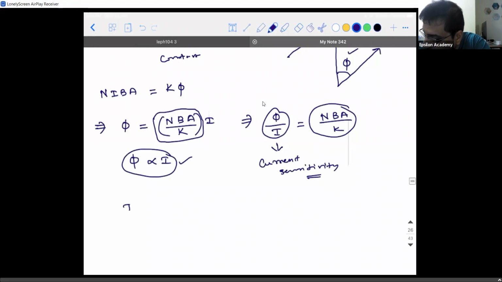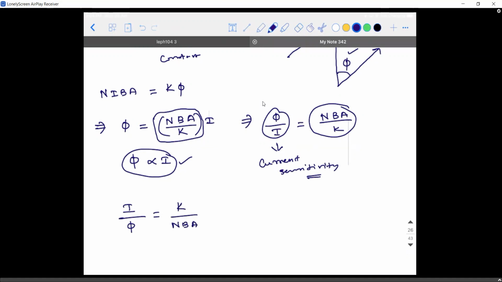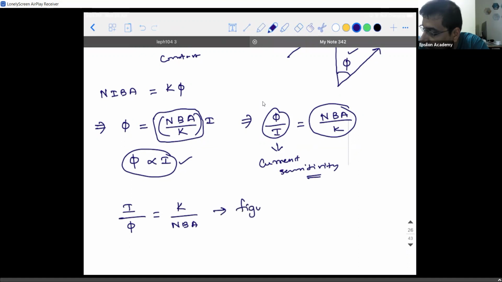Okay. Then if I write the reciprocal of it, what can it be called as? I divided by phi will be equal to K. Yes, we call this parameter the figure of merit. Right? So that's it, as simple as that.